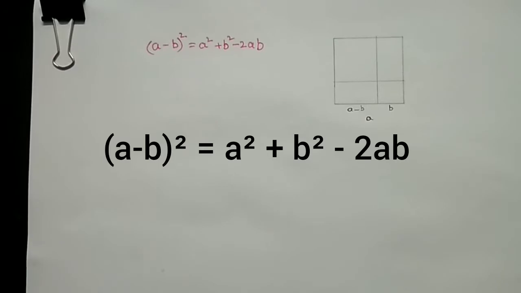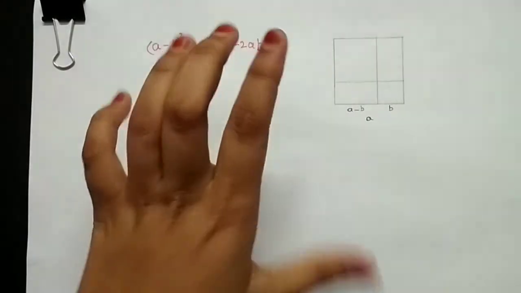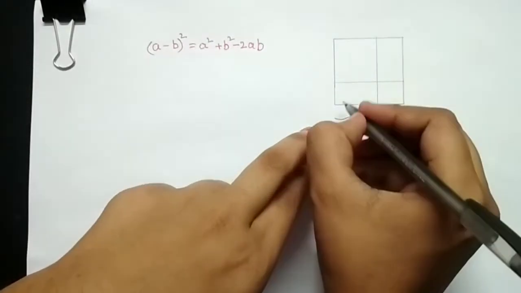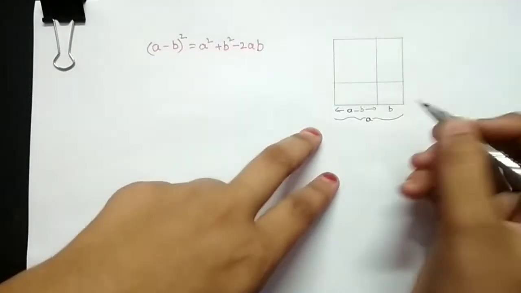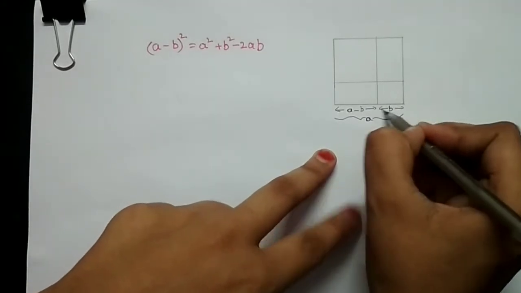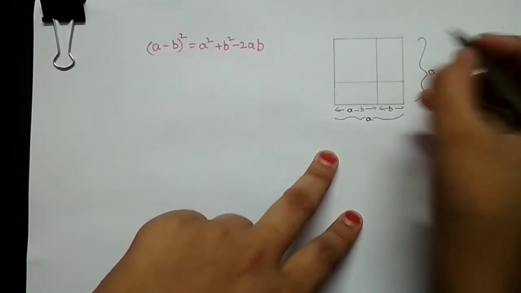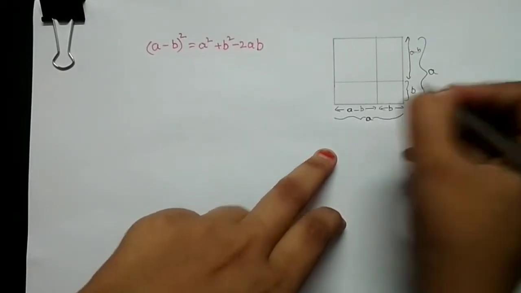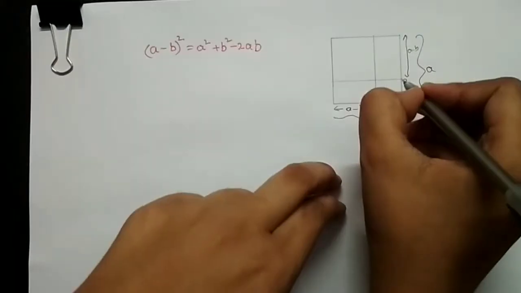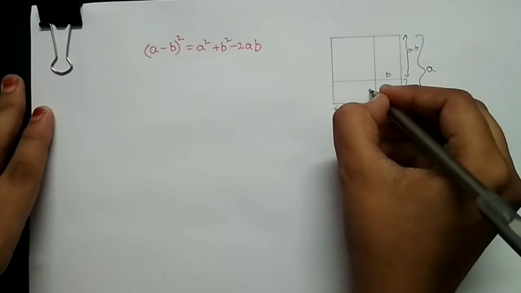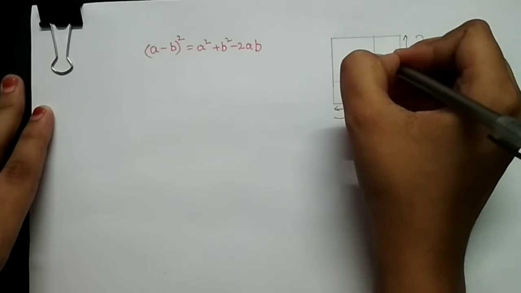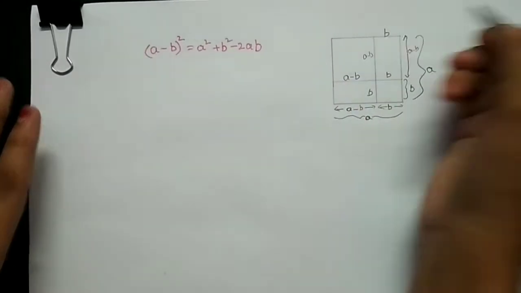Now let's prove (A minus B) whole square equals A square plus B square minus 2AB. To prove it, I have taken a square of side A. This whole side is A, and I have divided it into two parts, that is A minus B and B. So this whole part will be A, this will be A minus B, and this will be B. So this will be B, this will be B, and this will be A minus B, and this also will be A minus B, and this will be B.